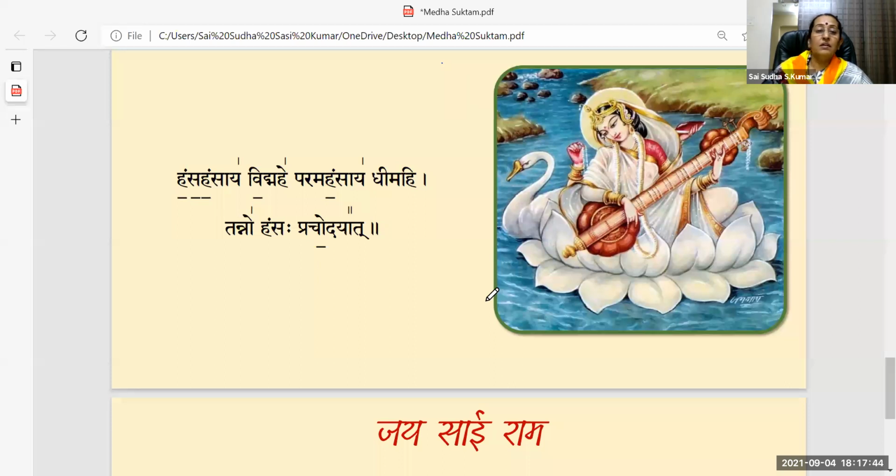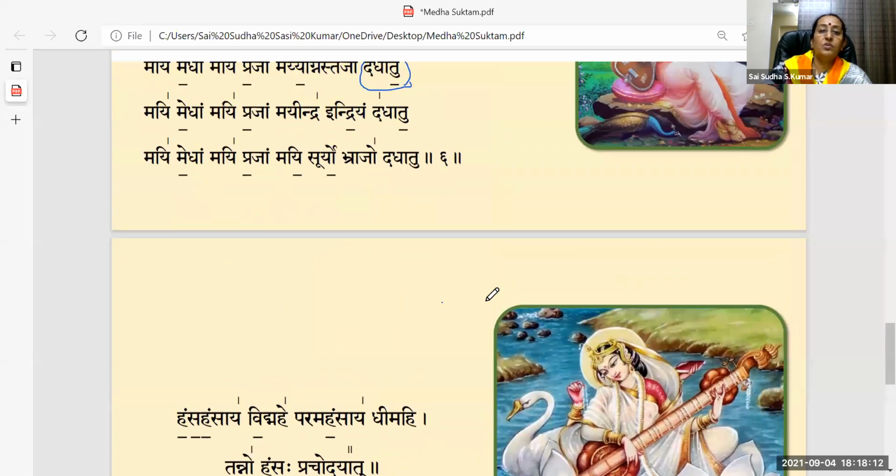Hamsa Hamsaya is there in this because discrimination comes only with proper intellect. That is why, in Hamsa Hamsaya Vidmahe, we are meditating and praying for illumination. Let us all be illumined. That is the Medha Suktam.